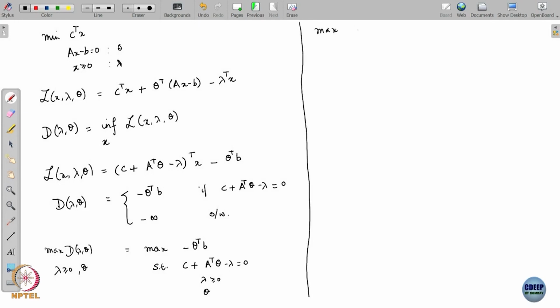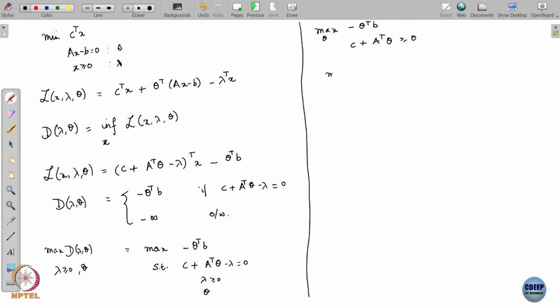I can simply write this as maximizing minus theta transpose b subject to C plus A transpose theta greater than or equal to 0, and my theta is unrestricted. So my lambda plays no role. Lambda can be removed by observing that these two equations are effectively saying C plus A transpose theta equals lambda and lambda is greater than or equal to 0. So it's maximizing this bit. I can simplify this even further and write it more neatly.